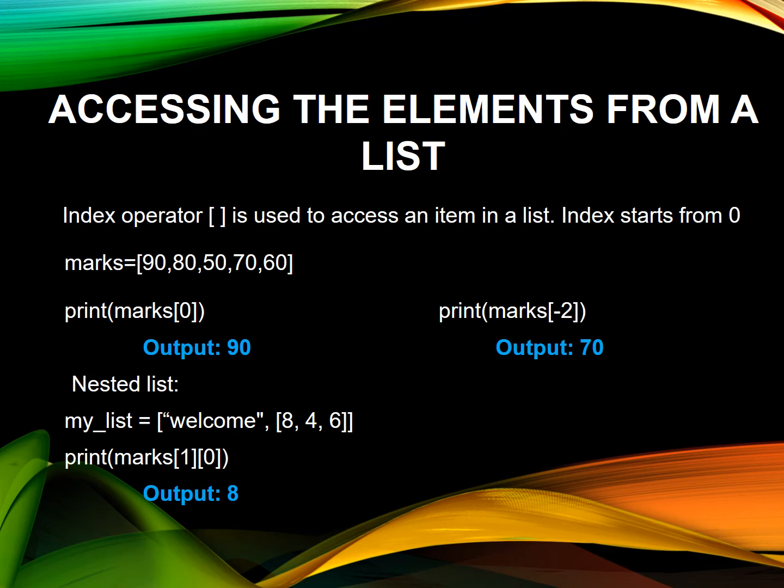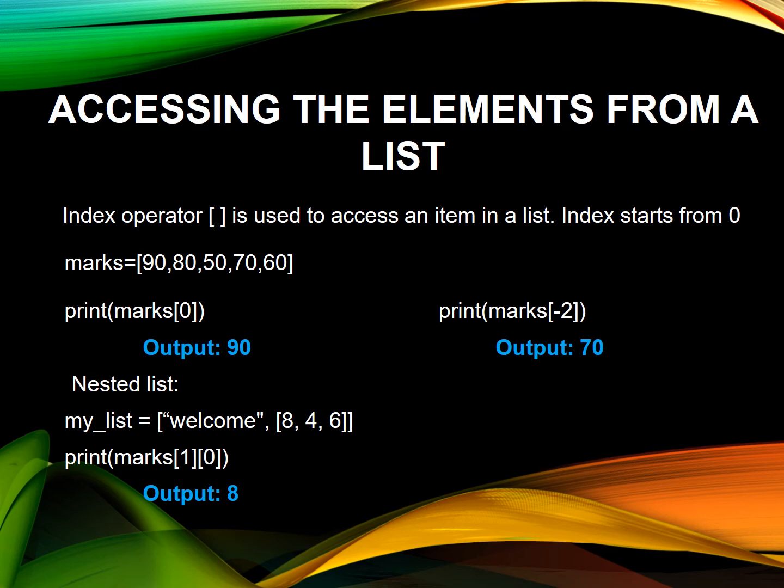Print marks[-2]. -2 is negative indexing. So it will check the element from the right hand side of the list. For element 60, the index is -1. For element 70, the index is -2. So it is printing the output as 70.